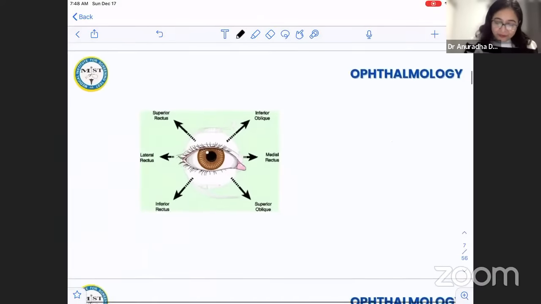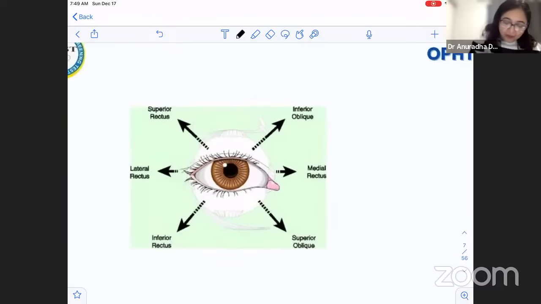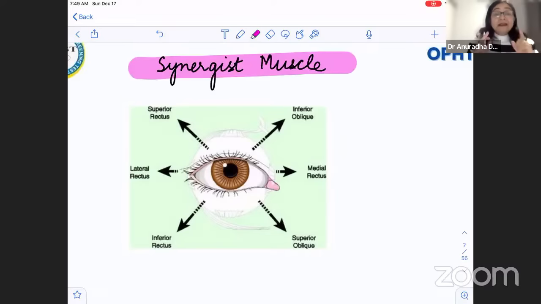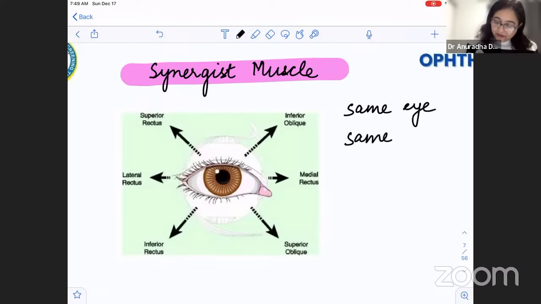Just using this time to give you a concept of the synergist muscle also. What we just spoke was about the yoke muscles. Yoke muscles mean a pair of muscles in each eye. And then sometimes the question can be based upon what is known as the synergist muscle. So what is a synergist muscle? We are talking about muscles in the same eye. I hope all of you remember, synergist muscle means the muscles in the same eye which are doing the same action. Same eye, same action.